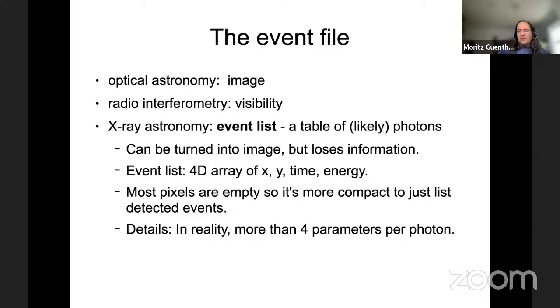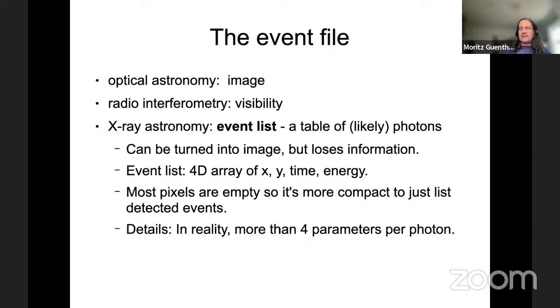Okay, the fundamental data format we have to deal with, the data format you mostly have to work with in X-rays, is called an event file. In optical astronomy, you have images. Even if you take a spectrum, really what you do is you disperse your light and then you have a camera, and that camera takes an image. And you start with that image and do things with it. In radio astronomy, it's a visibility array. And in X-rays, it's an event list.